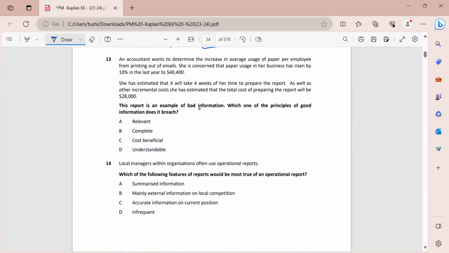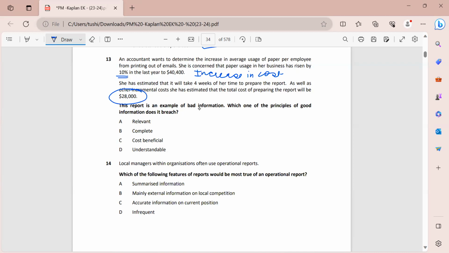Now, 13th question. An accountant wants to determine the increase in average usage of paper per employee from printing out of emails. She is concerned that paper usage in her business has risen by 10% in the last year to 40,400. She has estimated that it will take 4 weeks of her time to prepare the report, as well as other incremental costs. She has estimated that the total cost of preparing the report will be $28,000. So, the increase is a very small increase of 10%. And the cost of preparing the report itself is 28,000. So if I just look at the increase in cost, it says that the cost has risen by 10%.